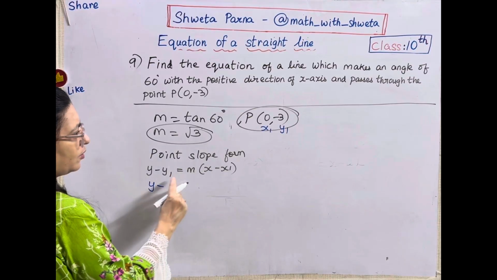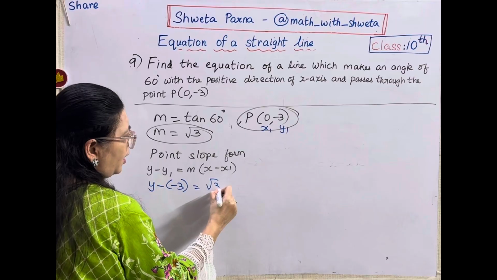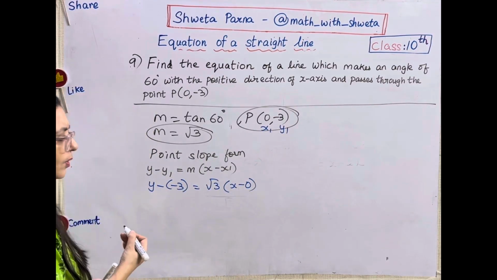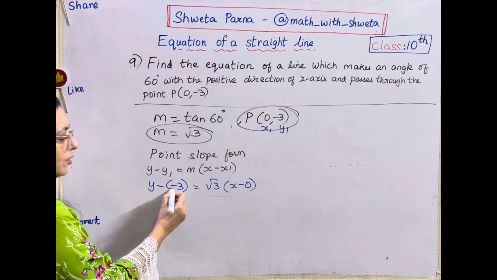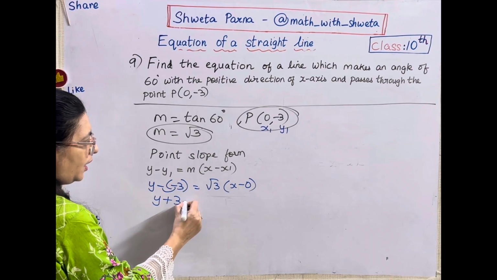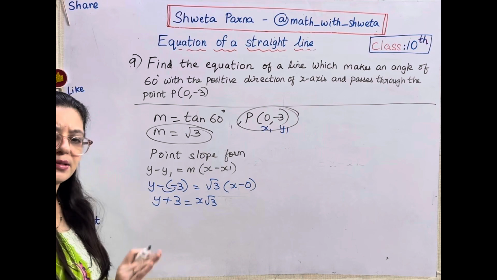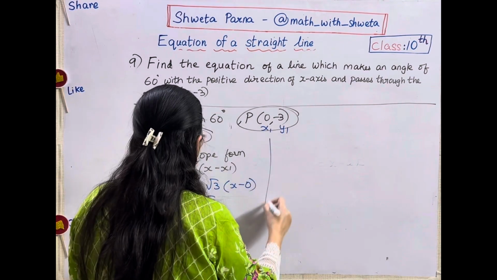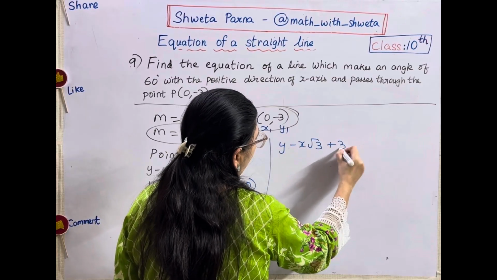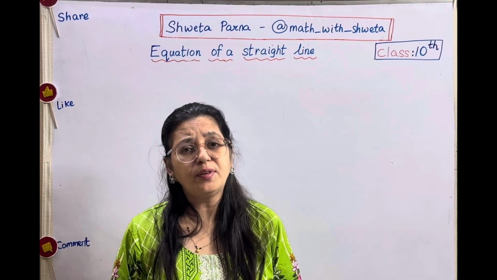So y minus, what is y1? Minus 3. M is root 3. X is 0. X dash is 0. So this will become minus into minus will become plus. So y plus 3 is equal to x root 3. Root 3 into 0 is 0. Now bring everything to one side. So y minus x root 3 plus 3 is equal to 0. This becomes your equation.